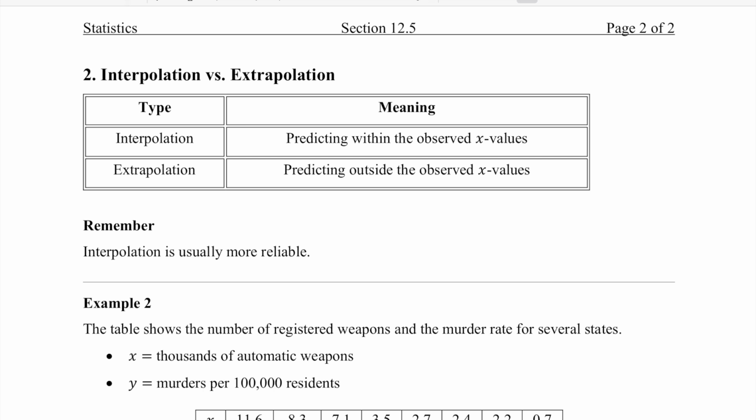If the x value is within the range of the observed data, the prediction is called interpolation. If the x value is outside of the observed data, the prediction is called extrapolation. Interpolation is usually more reliable because it's based on the data we have actually observed.